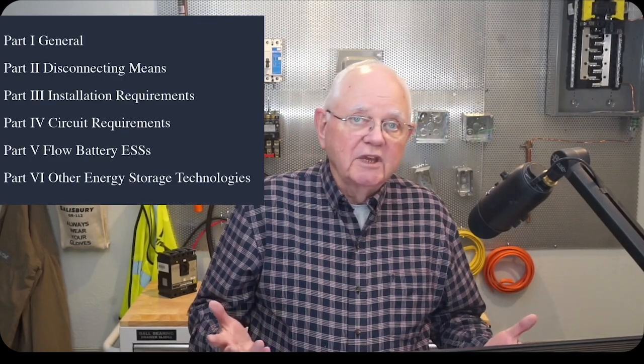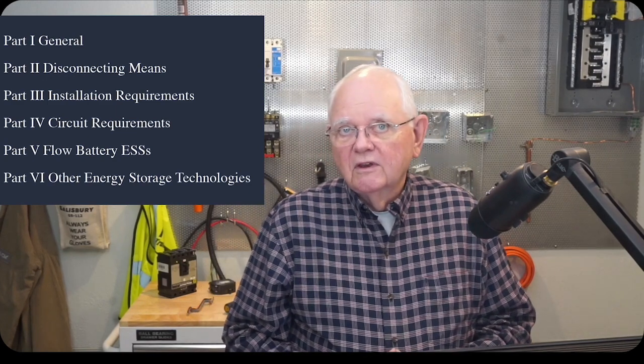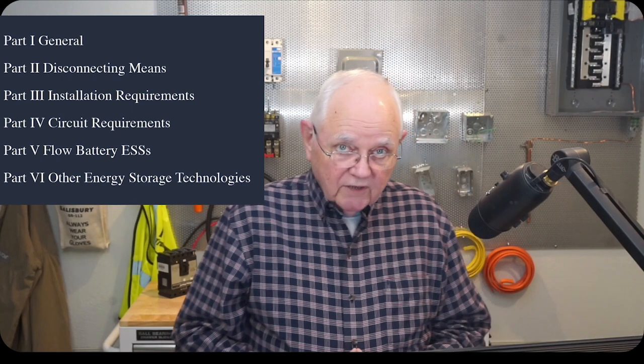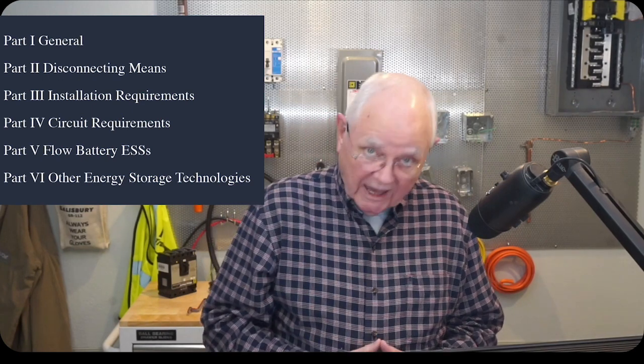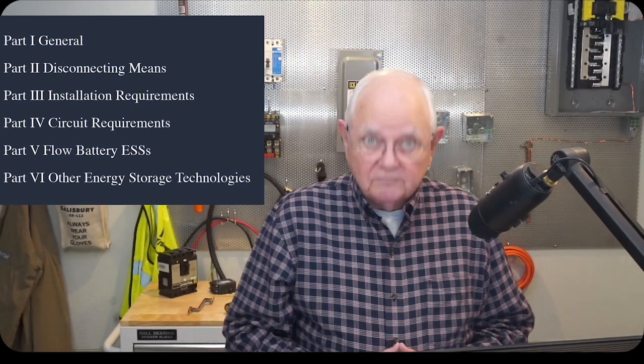In Article 706, there are 6 different parts that we have to pay attention to. We're going to run through those parts and we'll see what type of information is in them and what we need to be able to pull out of them. Part 1 is general information. Part 2 is disconnecting means. Part 3 is going to be installation requirements. Part 4 is on the circuit requirements, and that's where we also get into ampacities of conductors.